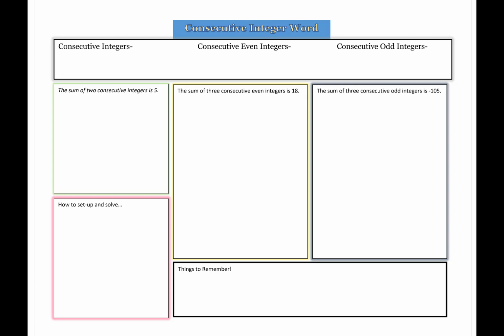Let's discuss consecutive integer word problems. First, we need to understand what it means to be consecutive integers. Consecutive integers are integers that follow a sequence. For example, you could have 1, 2, 3, 4, so on and so forth. Those are consecutive integers because they increase by 1 each time.